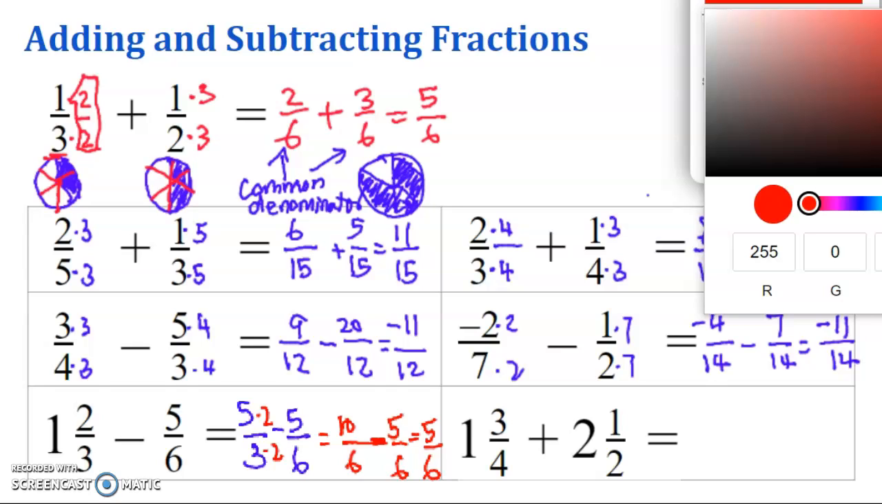And then this problem, 1 times 4 is 4 plus 3 is 7, plus 2 times 2 is 4 plus 1 is 5. And again, when I look at 4 and 2, the smallest common denominator is not 4 times 2. I just need to multiply the second number only by 2. Be smart about it. Don't just randomly do it without thinking. Okay, so then this becomes 5 times 2 is 10 plus 7 is 17 over 4.